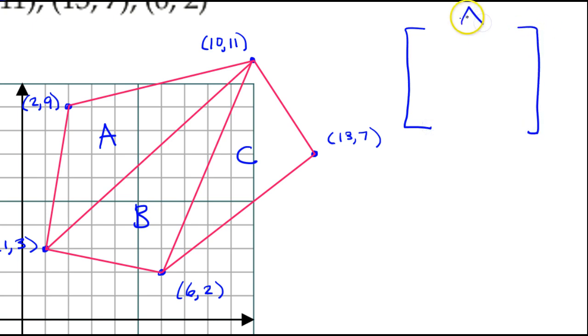Alright, so triangle A will give me matrix A. So starting with the vertex 1, 3, I'm going to have 1, 3, and then 2, 9, and then 10, 11. Okay, those are my vertices. Of course, the third column is going to be 1, 1, 1. So that's triangle A.